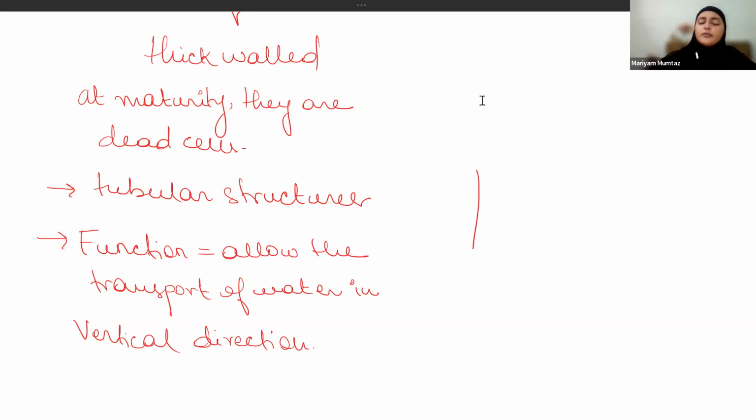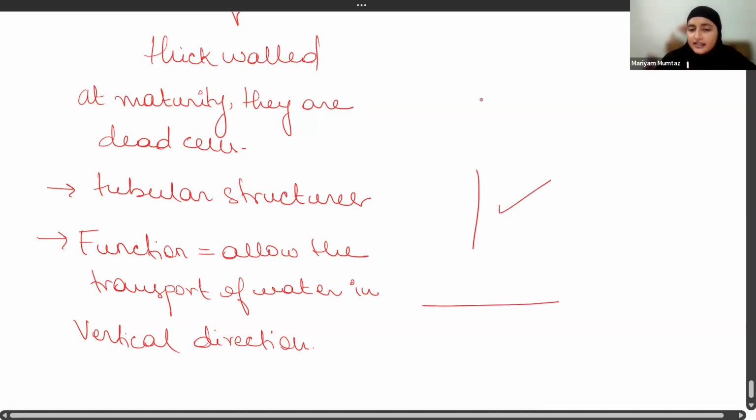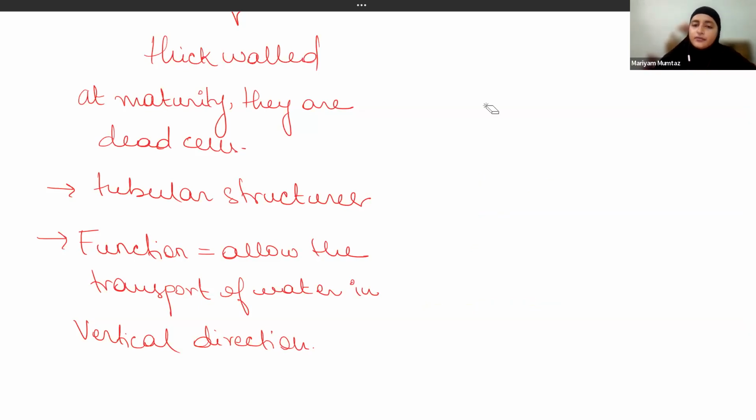See, what I mean to say is that this direction is vertical and this direction is horizontal. So the tracheids and the vessels of the xylem transport the water in vertical direction, meaning upward direction. That is what I want to say.